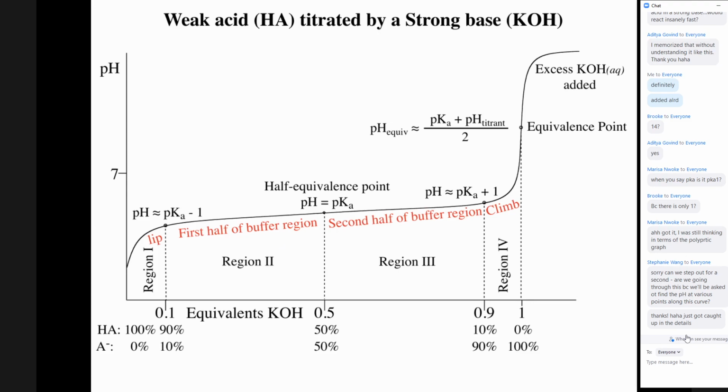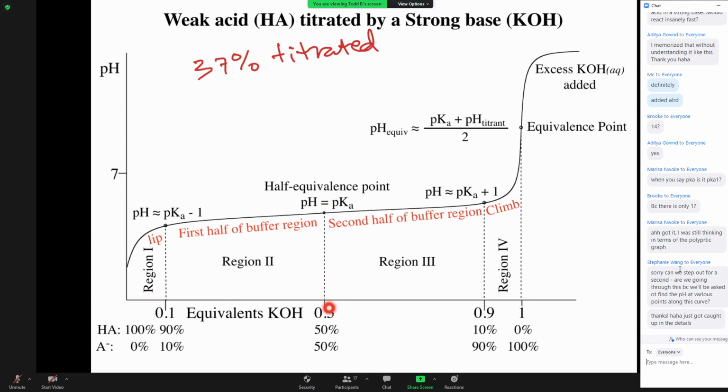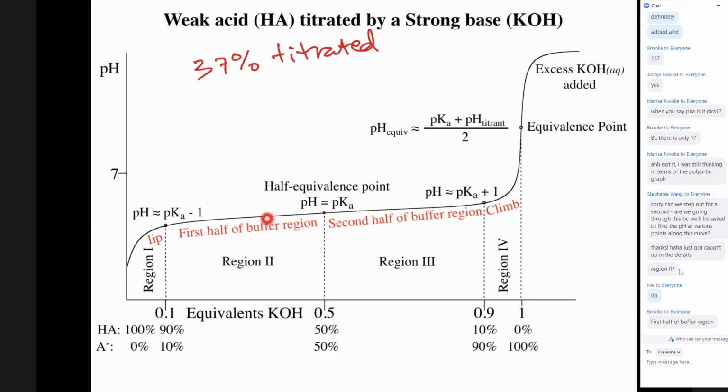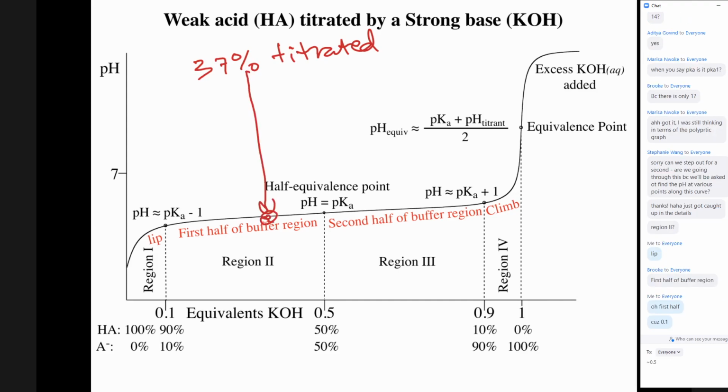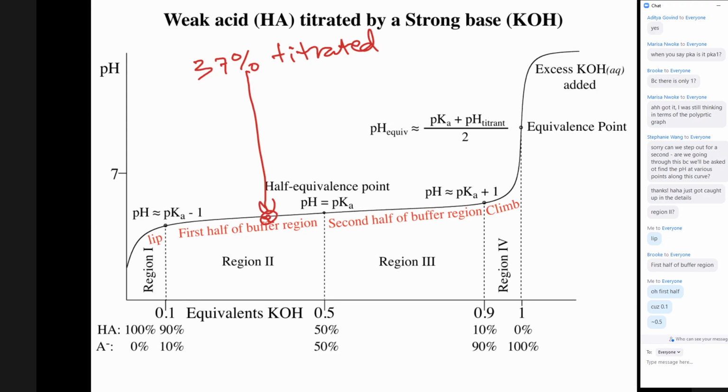I'm going to give you a scenario, and you're going to start telling me what the approximate pH is. When the acid is 37% titrated, where am I on that curve? So you agree at 50%, I know pH equals pK. Is 37% beyond or in front of 50%? First half of the buffer region, exactly. So how many agree? 37, maybe somewhere around there. So give me a guess.